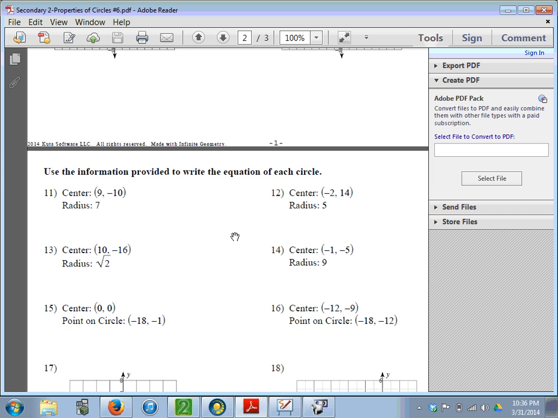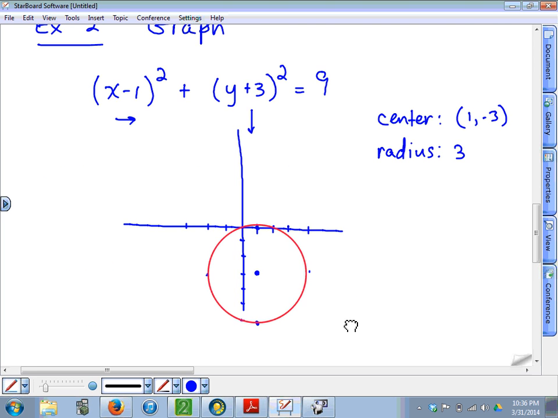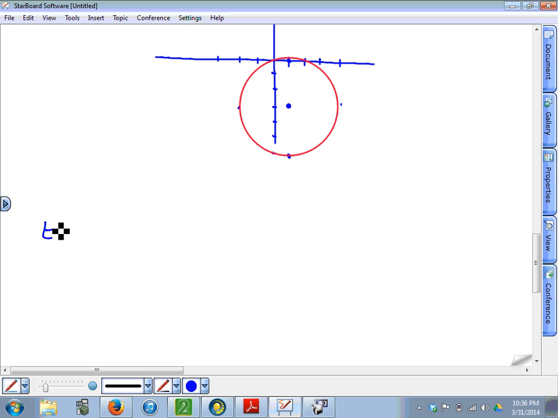So the next section of homework, 11 through 16, we're actually going backwards now. I've provided you with the center and the radius. You got to tell me what the equation is. Let's practice that here. Example 3. Write the equation.